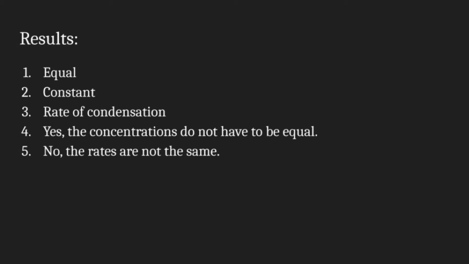The answers are as follows. The rate of the forward reaction and the rate of the reverse reaction must be equal at equilibrium. The amount of products and reactants must stay constant at equilibrium. Not equal, constant. For question 3, the rate of vaporization, or the rate at which something becomes a gas, has to equal the rate of condensation, the rate at which that gas becomes a liquid. And at 4, the system is at equilibrium because the concentrations do not have to be equal, just the rates. And 5 is not at equilibrium because the rate of the forward reaction does not equal the rate of the reverse reaction.